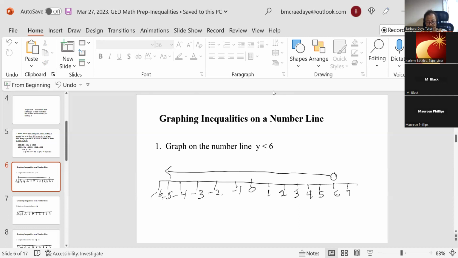Less than or greater than is open. Less than or equal or greater than or equal is closed. Say that again one time, Barbara. Less than is open, greater than is open, okay. Less than or equal or greater than or equal are closed.